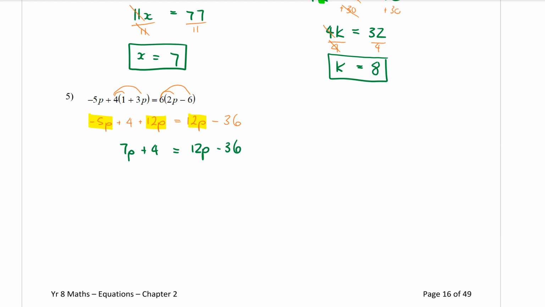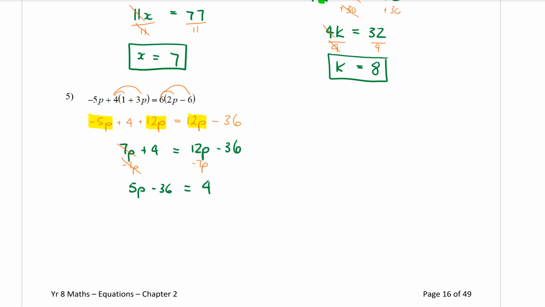Now I have a p on each side of the equation. So I want to move the smaller one, which is going to be which one? 7p. What is the opposite of 7p? Minus 7p. Good job, Cash. You know all the answers today. So subtract that 7p. Okay, because my P is on the right-hand side now, I'm going to do a switch. 12P take away 7P is 5P minus 36. And the 4, I'm moving to the right-hand side, so equals 4.